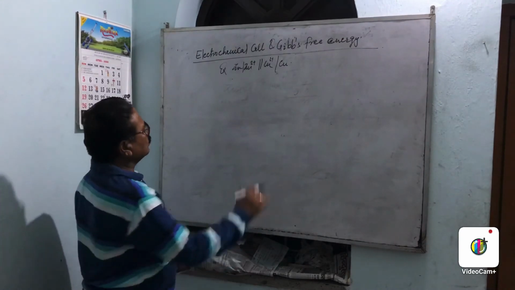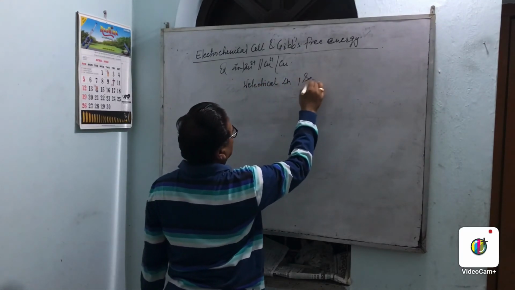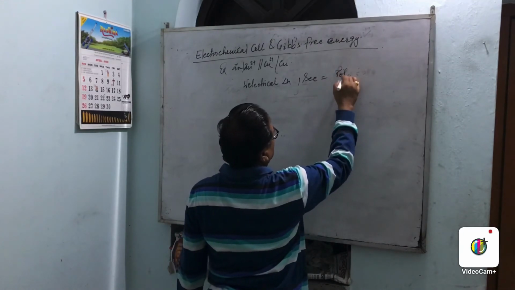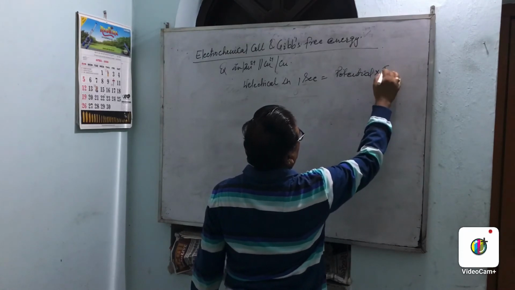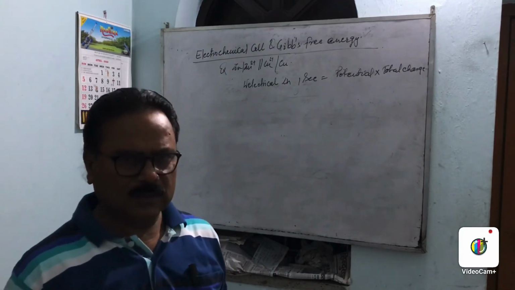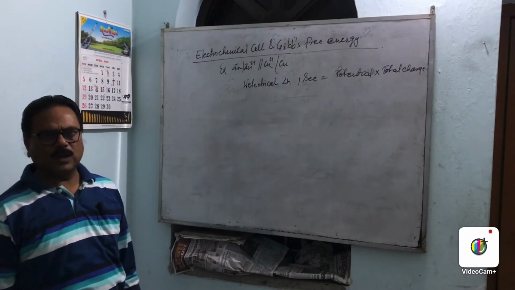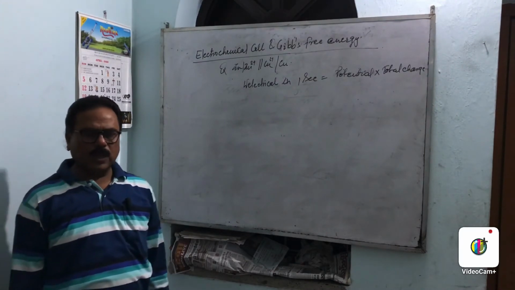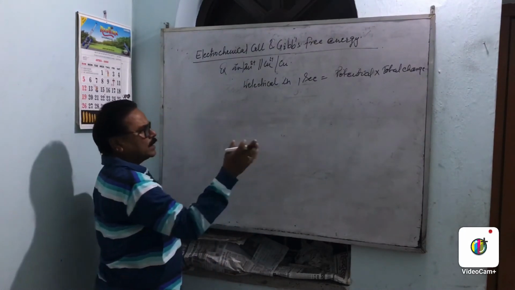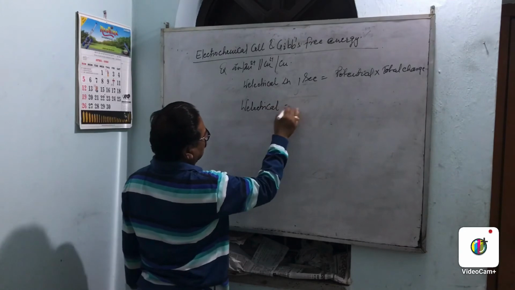The electrical work done in 1 second, W electrical, is potential difference into total charge. If we carry out the maximum work done from a galvanic cell, then we have to supply the charge reversibly. So the maximum work done by a galvanic cell, W electrical, is equal to the decrease in free energy.